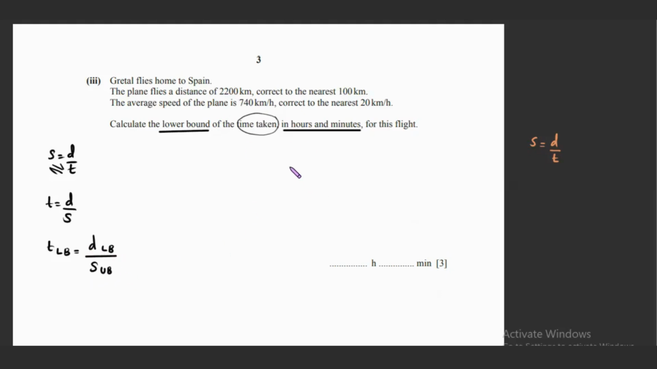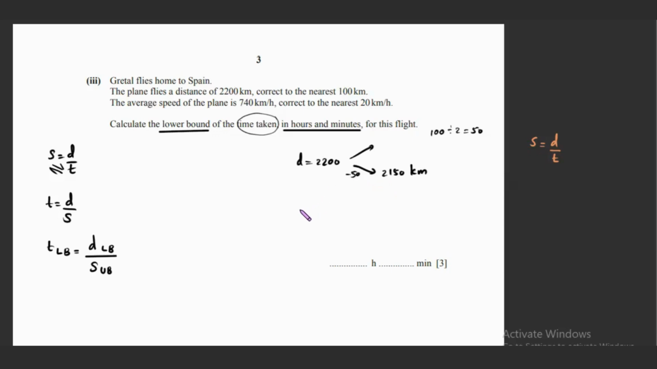The distance is given to us as 2,200 kilometers, and it's written correct to the nearest 100 kilometers, which means to find what number to be added or subtracted to calculate the upper bound and the lower bound, we need to divide this by 2. This is equal to 50, which means to calculate the upper bound, I will have to add 50, and to calculate the lower bound for distance, I need to deduct 50. So here I need the lower bound for distance, so I need to deduct 50. So from 2,200, when I deduct 50, I get 2,150. So this is the distance in kilometers.